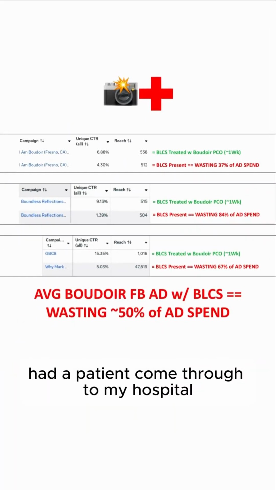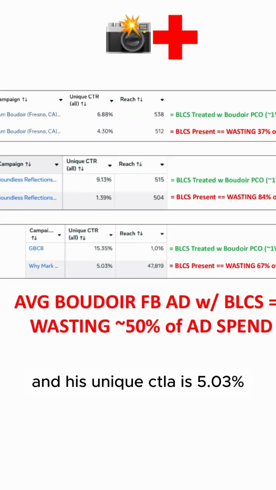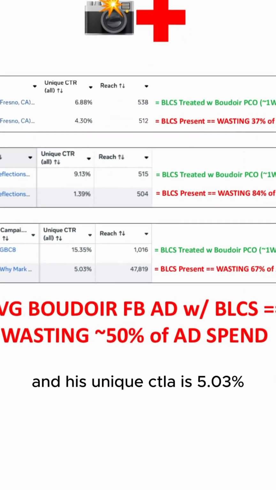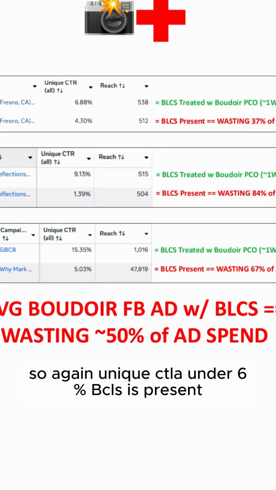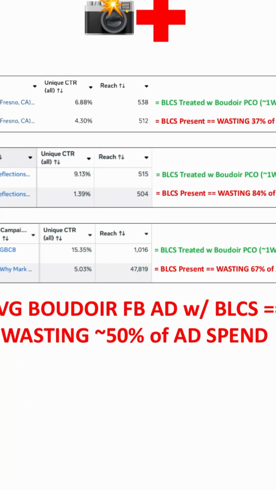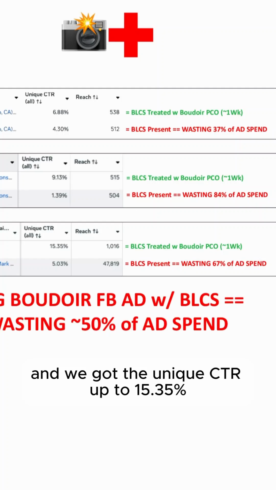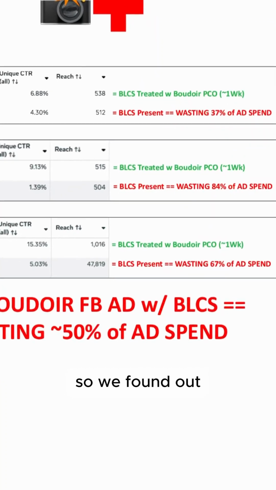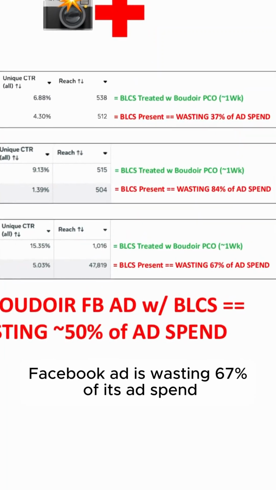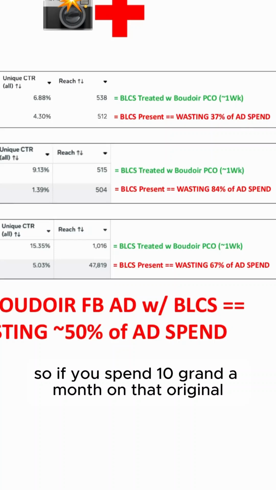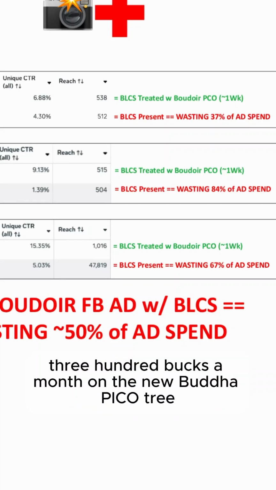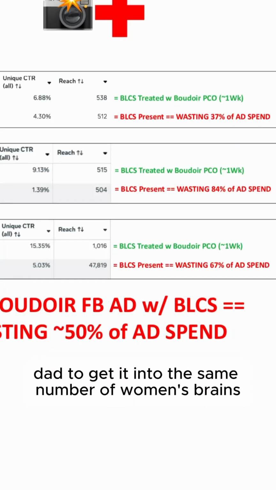Finally, we had a patient come through to my hospital, and his unique CTR is 5.03%. So again, unique CTR under 6%. BLCS is present. Boudoir low click syndrome. But we know what to do. We got the treatment, boudoir pico, takes about a week, and we got the unique CTR up to 15.35%. So we found out his original boudoir Facebook ad is wasting 67% of its ad spend. So if you spend 10 grand a month on that original, you now only need to spend $3,300 a month on the new boudoir pico treated ad to get it into the same number of women's brains.